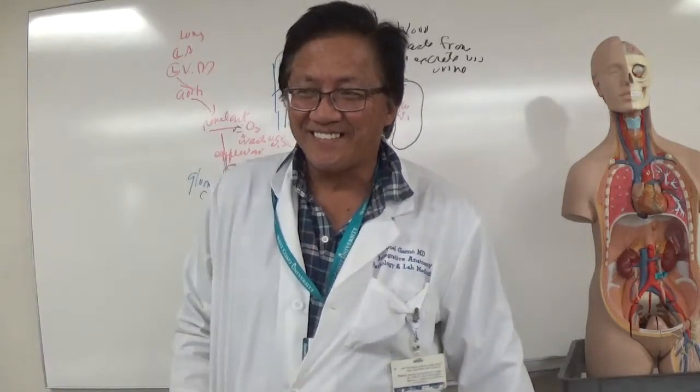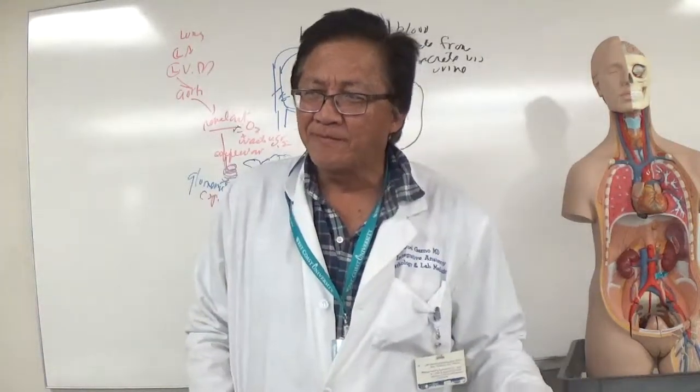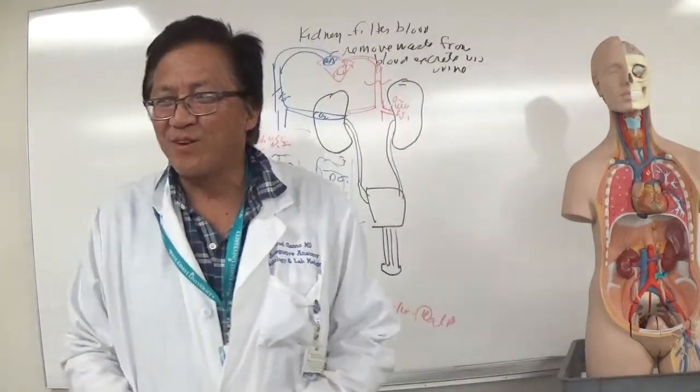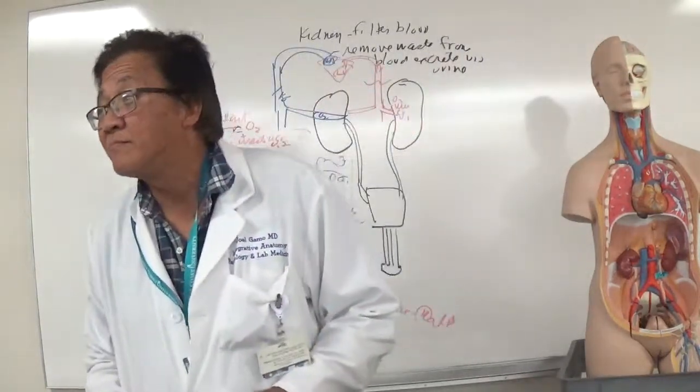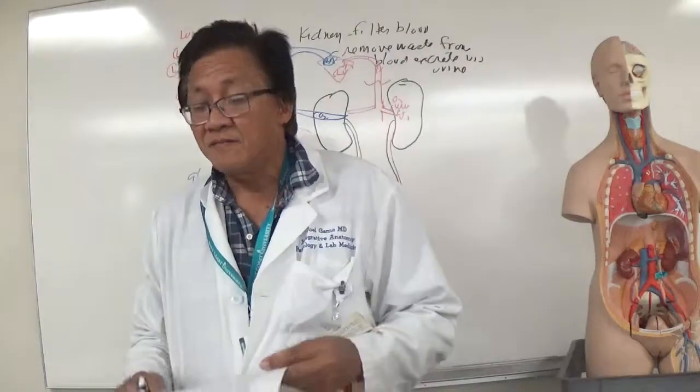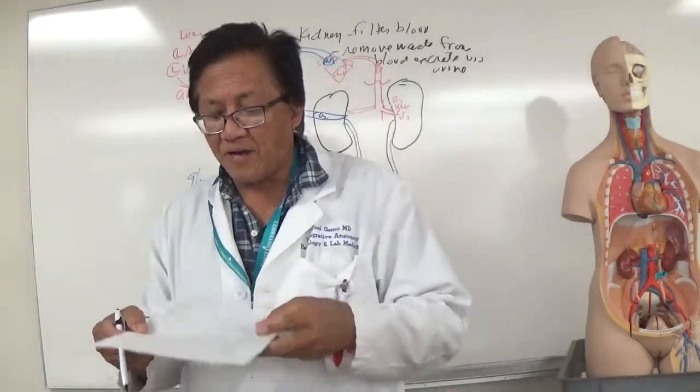What did you say? Why am I smiling at you? Why am I smiling at you, my dear? Because you're right or you're wrong? You're absolutely right. What's your name? Betsy. Betsy, you're absolutely right, Betsy.